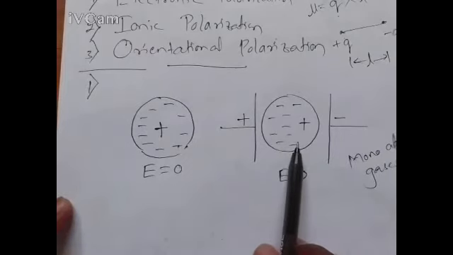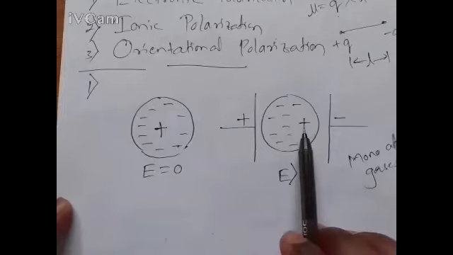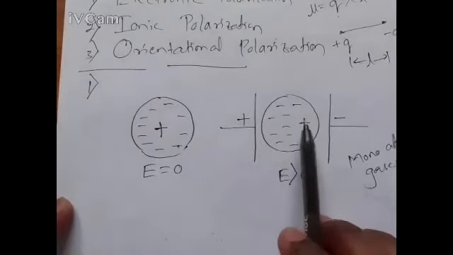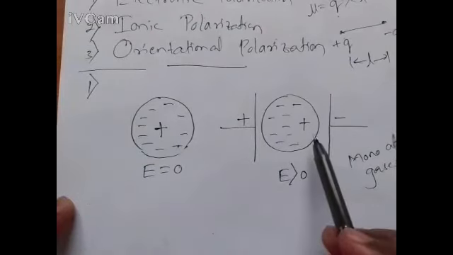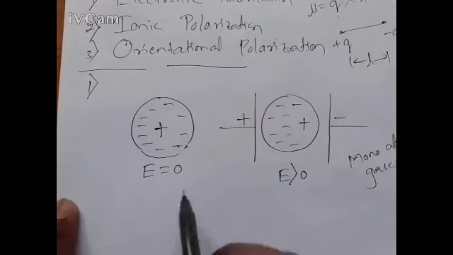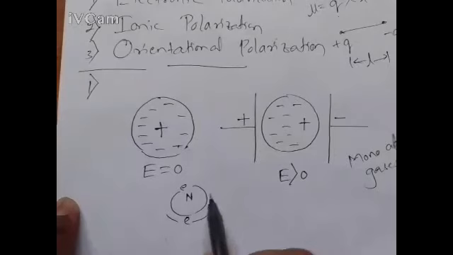So how can the nucleus shift to the other side? As we know, the electrons should revolve around the positive nucleus. But in the diagram I have shown electrons on one side and the nucleus on the other side. So this cannot be the structure of the atom. Let me tell you why we have shown it like that. We have the nucleus at the center, and electrons are revolving around it.